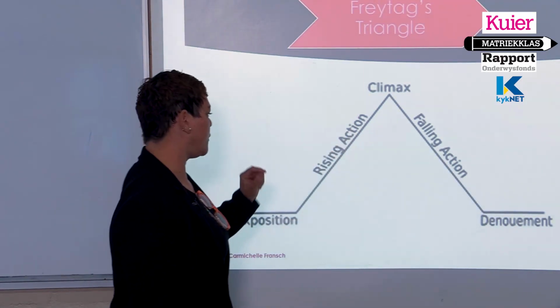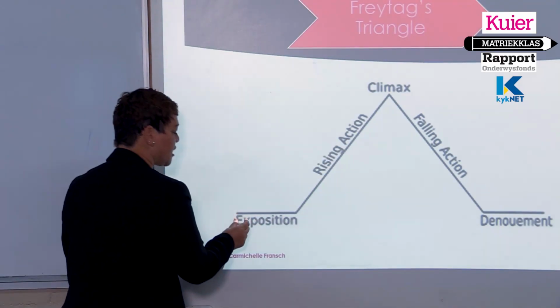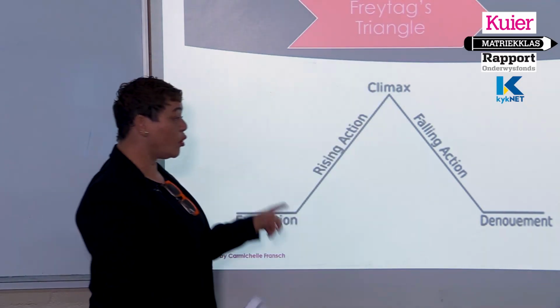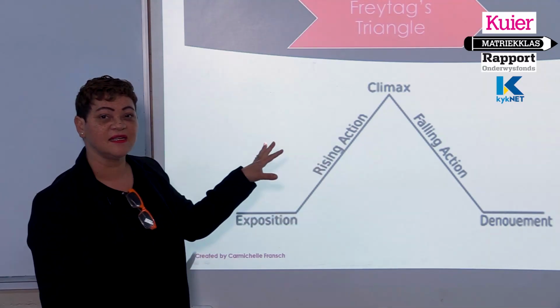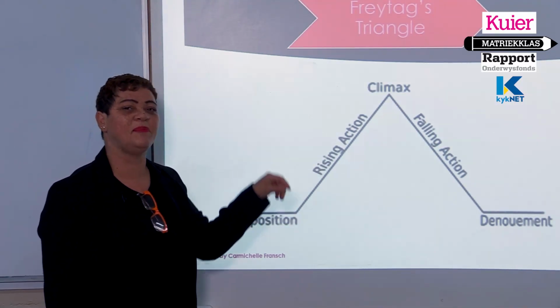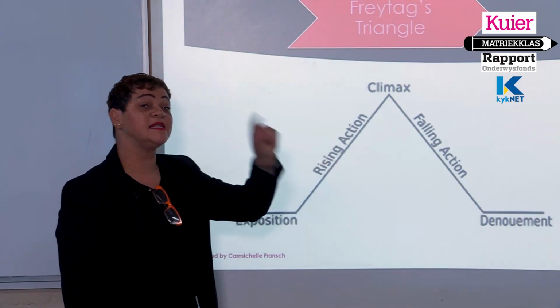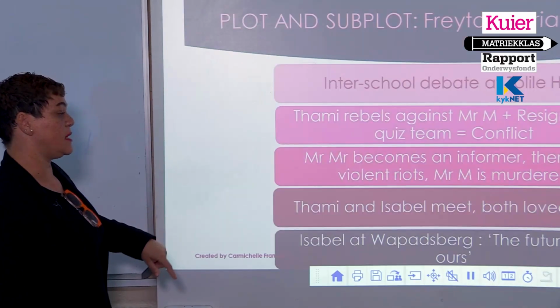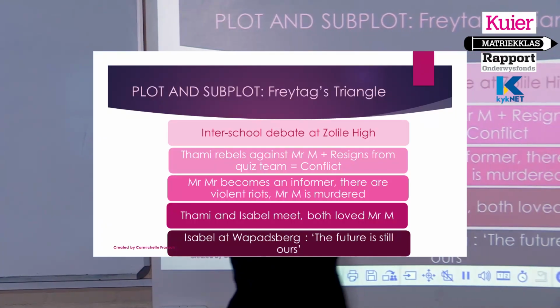Also, although they call it a triangle, sometimes the introduction is very short and the rising action is long, okay? So your triangle is not necessarily going to look like this. This is generic, means it's like an example, a template of Freytag's triangle. But I'm going to explain to you this triangle in terms of plot and subplot in our drama. So, plot and subplot in terms of Freytag's triangle.